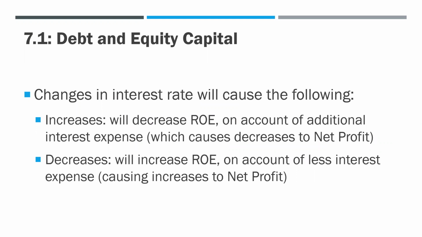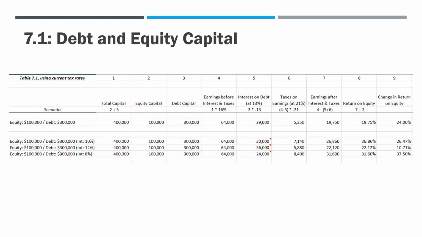So changes in interest rate, they will do the following. Increases in interest rate are going to decrease return on equity. We didn't see that happen with this example because we didn't have an interest rate that was higher. So if I had imputed a 15% interest rate in one of these illustrations, we would have seen return on equity take a drop from 19.75%.